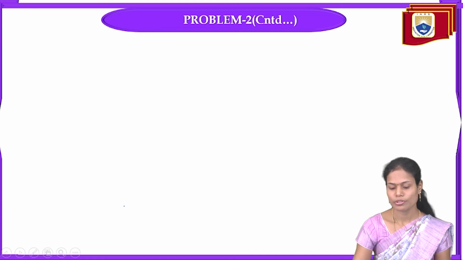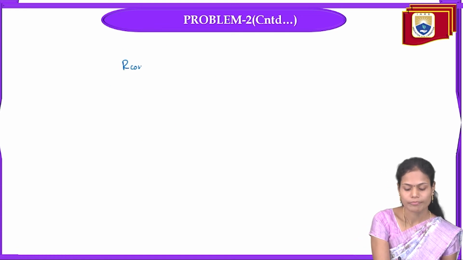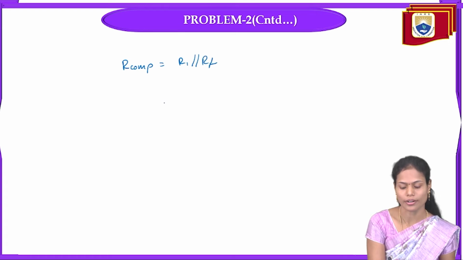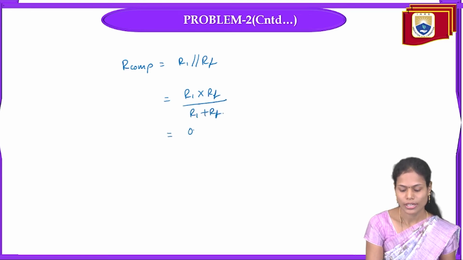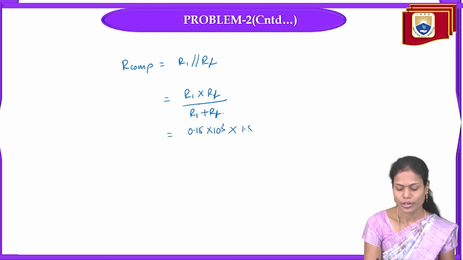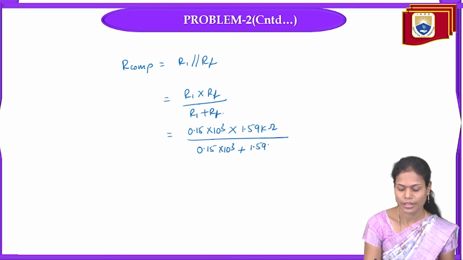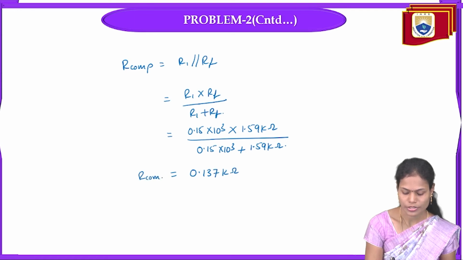Next we need to calculate the value of R compensation, that is the parallel combination of R1 and the feedback resistance RF. That is R1 into RF by R1 plus RF, which is 0.15 kilo ohms into 1.59 kilo ohms divided by 0.15 kilo ohms plus 1.59 kilo ohms. If we simplify this, we get 0.137 kilo ohms as the R compensation value.